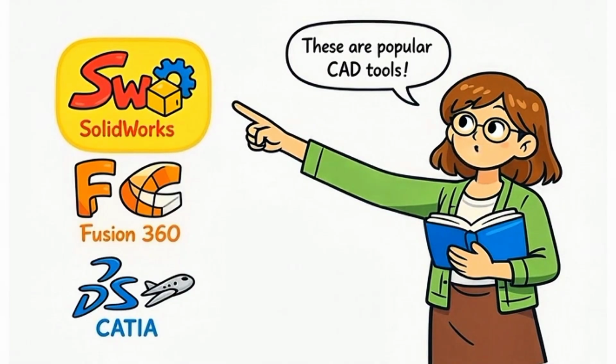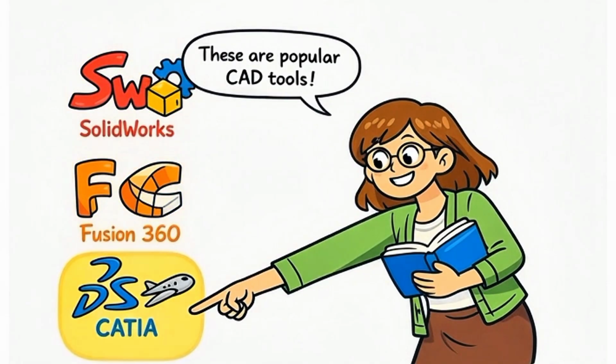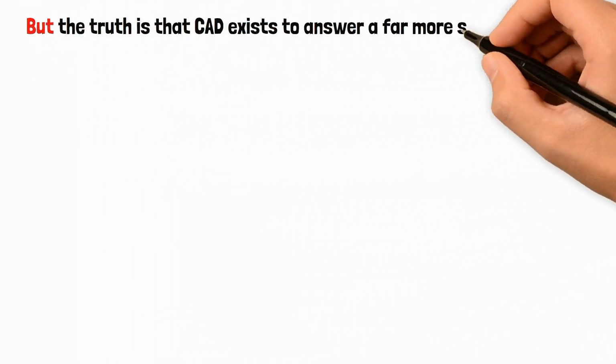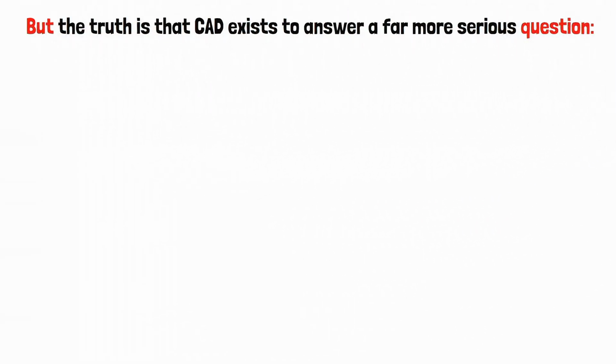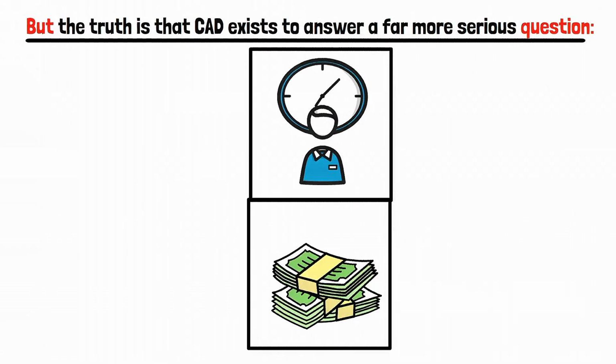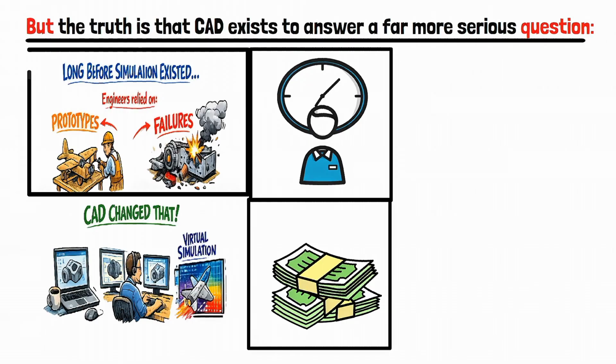Most people think CAD tools like SolidWorks, Fusion, or CATIA are just for making good-looking 3D models. But the truth is that CAD exists to answer a far more serious question. Will this part actually work before we spend time and money making it? Long before simulation existed, engineers relied on prototypes and failures.